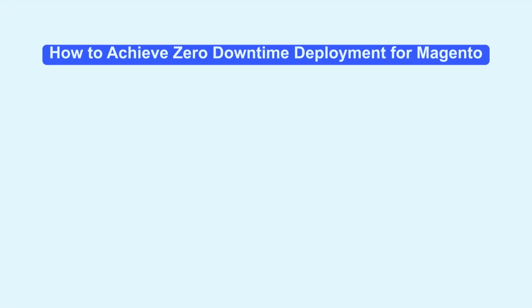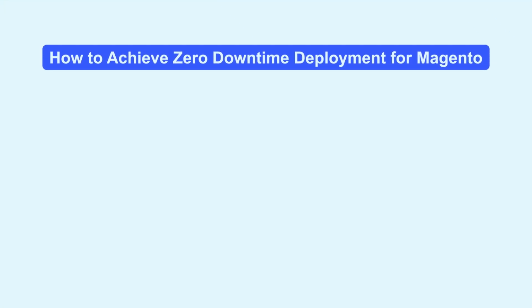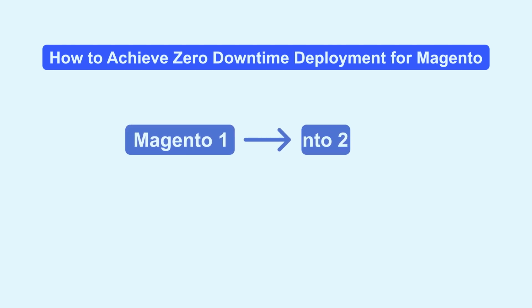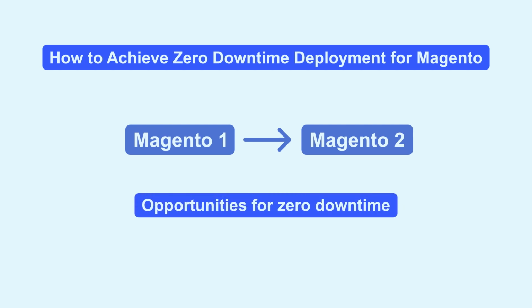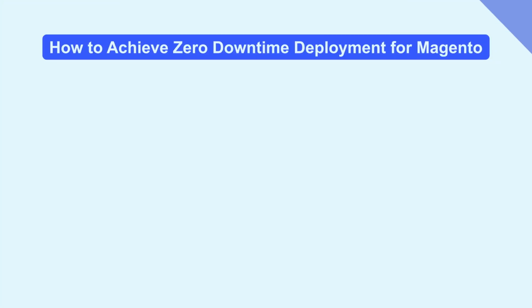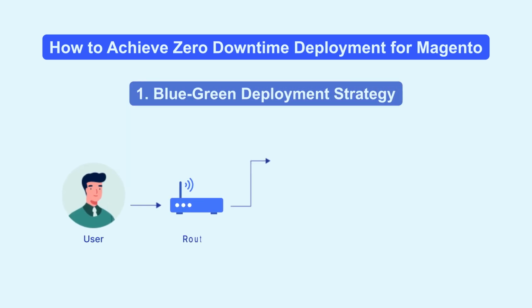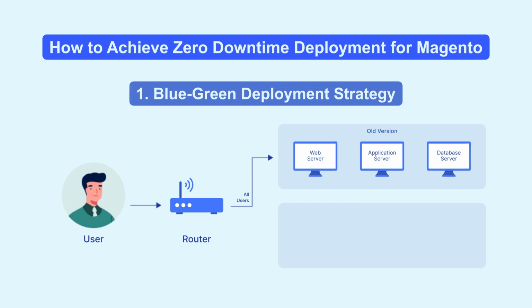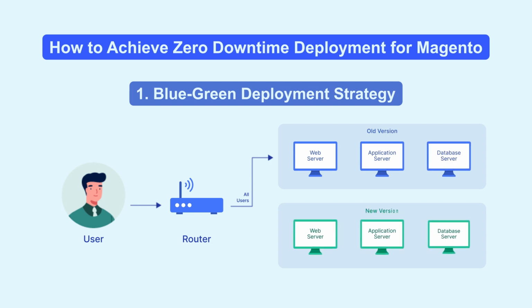Switching gears, how can you achieve zero downtime deployment for Magento? The journey from Magento 1 to Magento 2 brought in some significant changes, but with it also came opportunities for zero downtime. There are 3 strategies to achieve this. The first is the blue-green deployment strategy. This involves creating 2 identical environments. The blue environment runs your current application. The green environment is reserved for deploying the new version of the application.